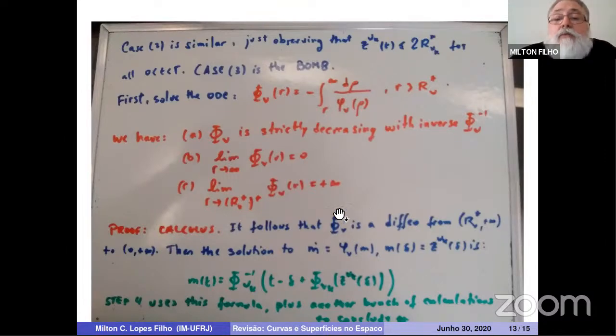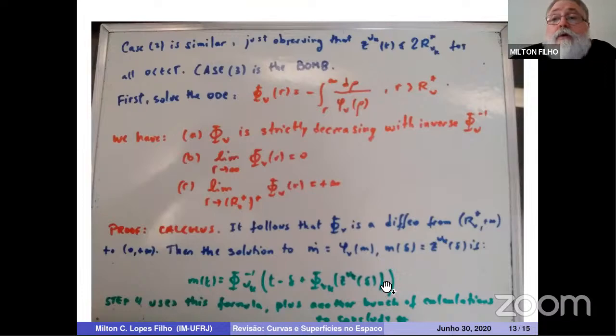It follows that phi nu is a diffeomorphism from the interval r nu star to plus infinity onto the interval 0 to infinity. Then the solution of m dot equals phi of m, with m of delta equals z nu of delta, is given by a formula involving the inverse of phi, evaluated at t minus delta plus phi of the initial data. Okay, step 4 is to use this formula plus a bunch of calculations to conclude.